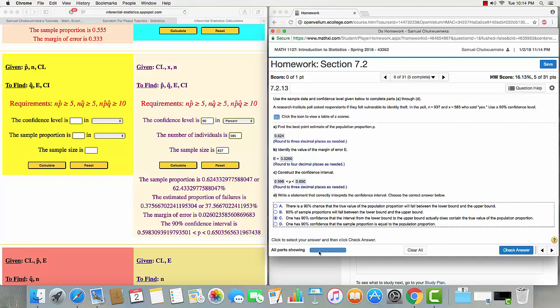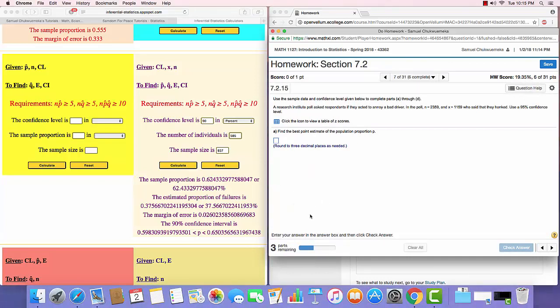Yes. Okay. And also on my website, I have a note on interpreting confidence intervals. So the answer is C. You are 90% confident that the confidence interval actually contains the actual value of the population proportion.